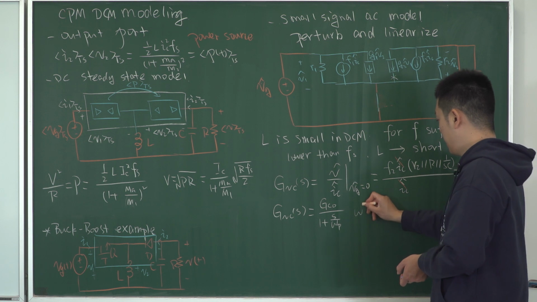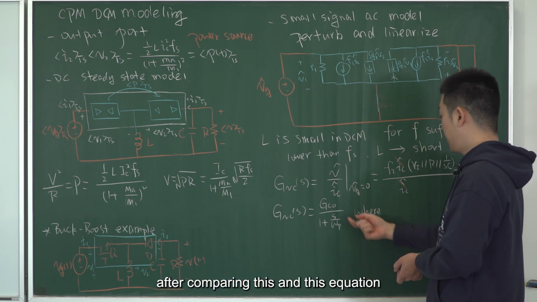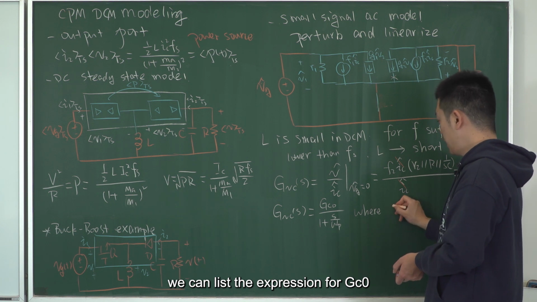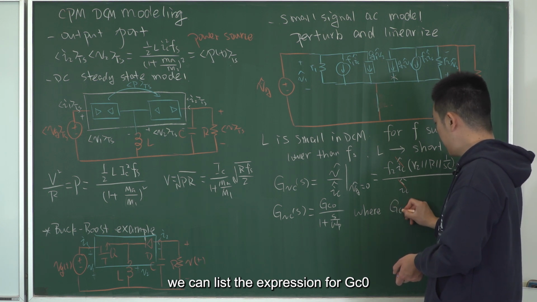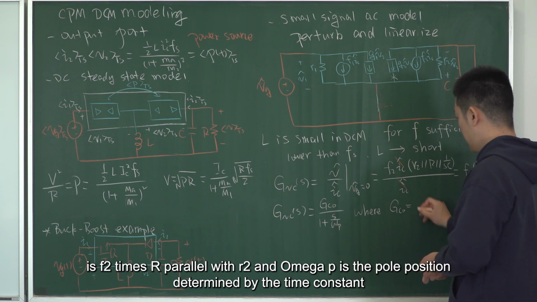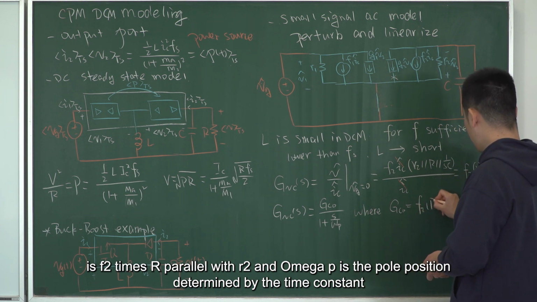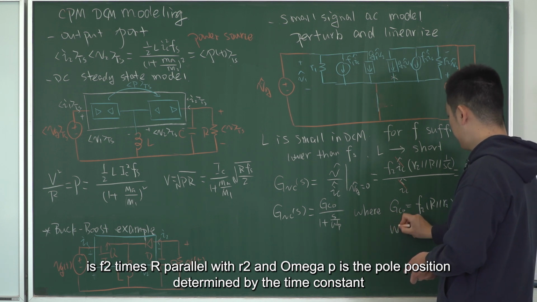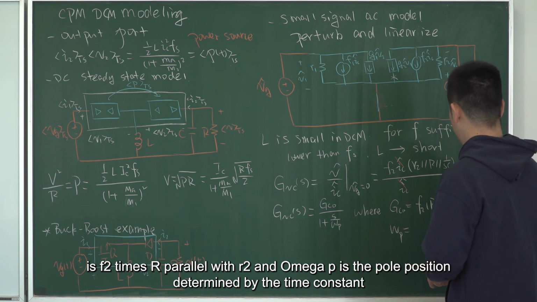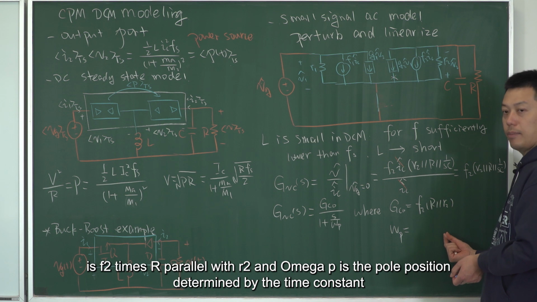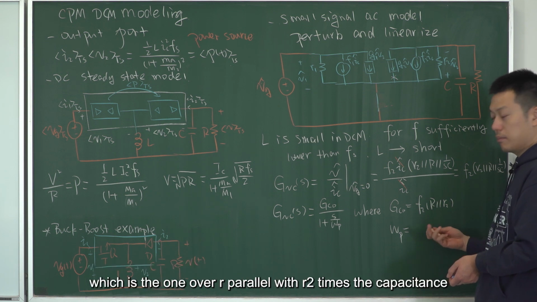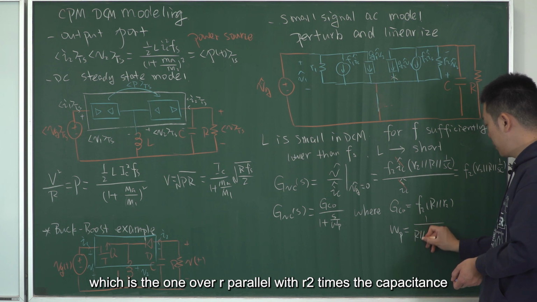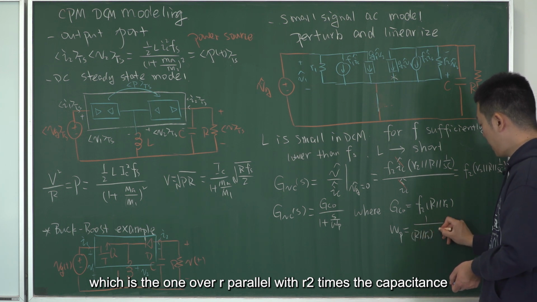So where, after comparing these equations, we can list the expression for DC0 as F2 times R parallel with R2. And the omega P is the pole position, which is determined by the time constant, which is R parallel with R2 times the capacitance.